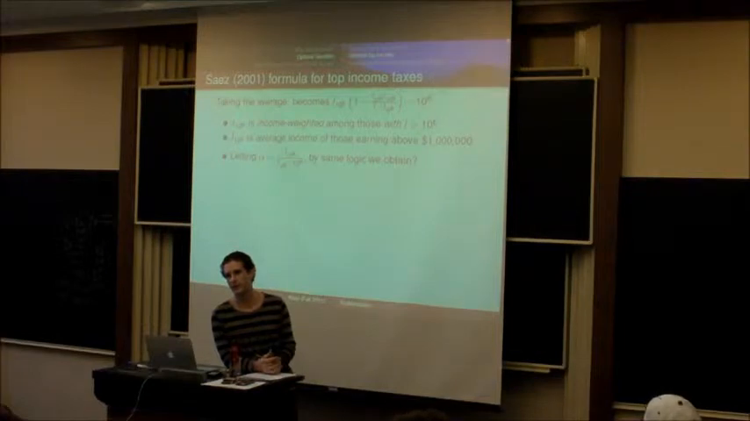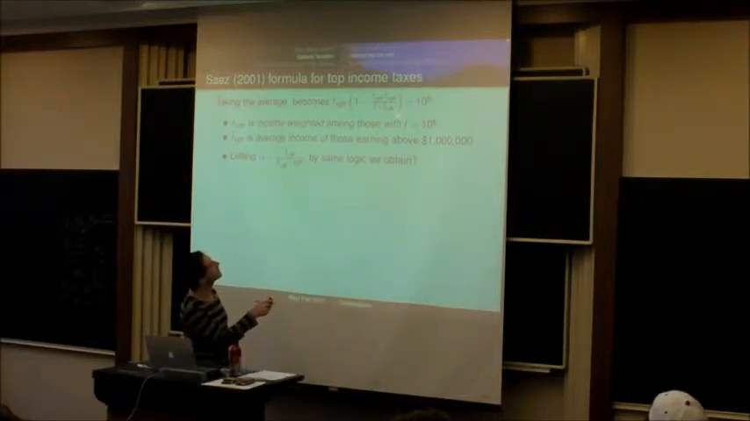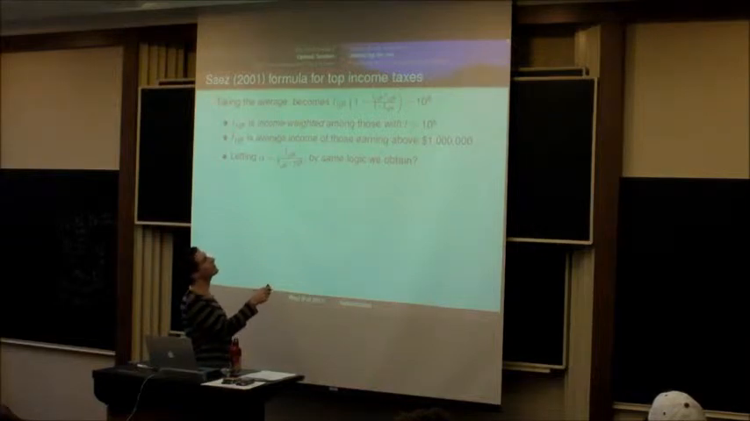tax? You can come do it on the board if you want, or... I don't think I can answer that. What? I don't think I can answer that. Well, so here's the thing. You just have to set that equal to 0, right? You just have to solve out for T sub 10 to the 6th that sets this equal to 0. It's just a little bit of algebra. You can do it.